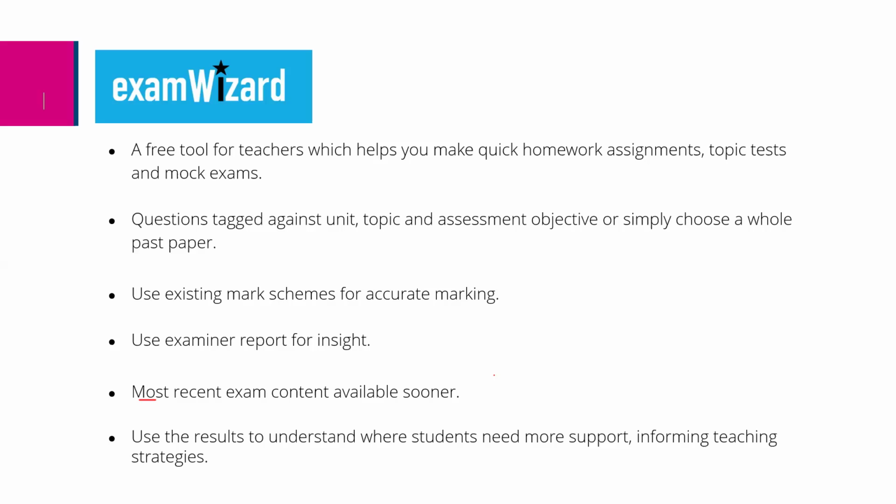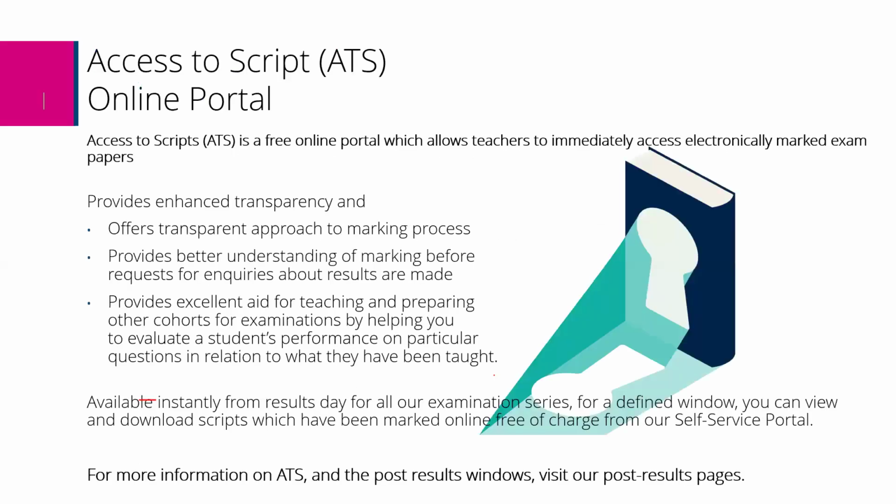Access to script. Now this is an online portal. It means that on results day, on the GCSE results day, either in January or in August for this Specification B, you can immediately see your students' answers. So it makes everything very transparent. You can just see exactly what they've written. And so if they ask you, is my mark correct?